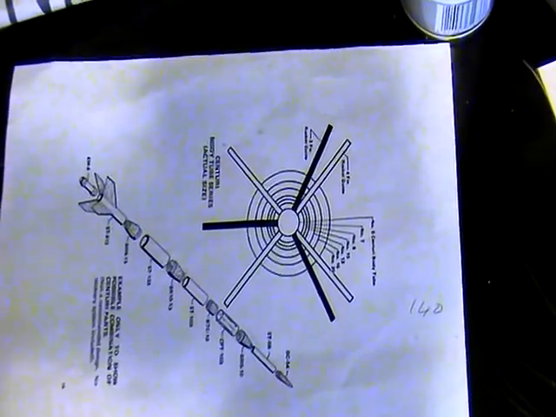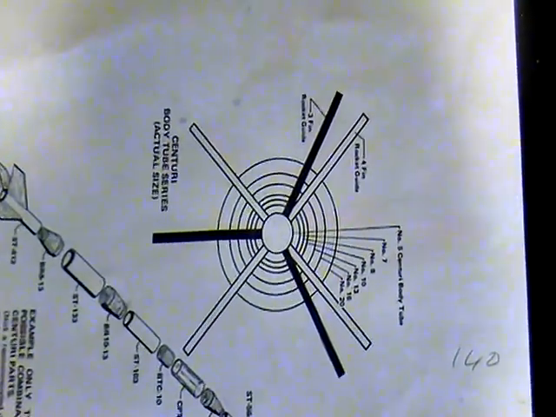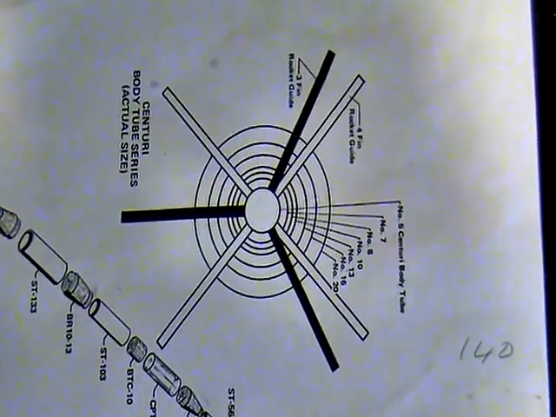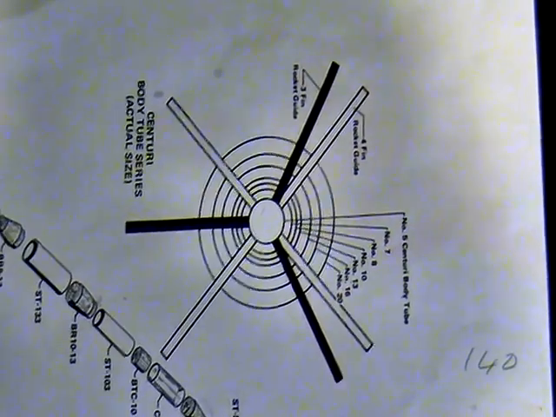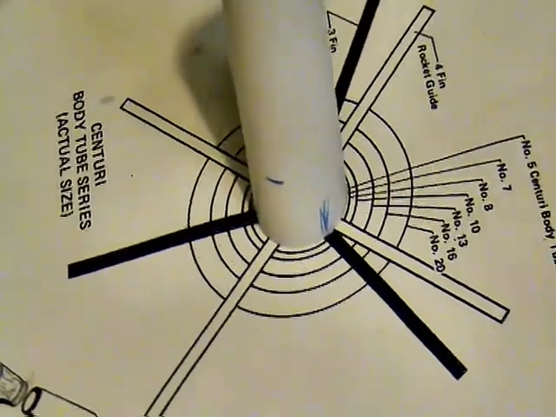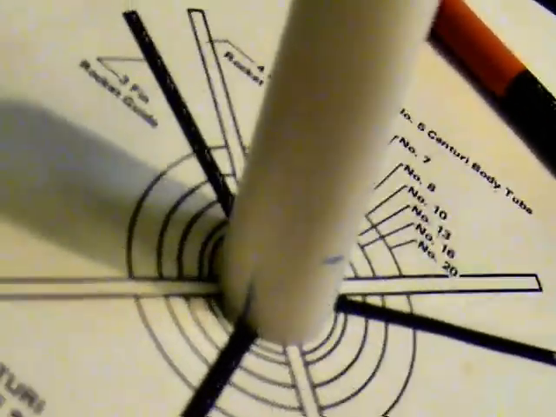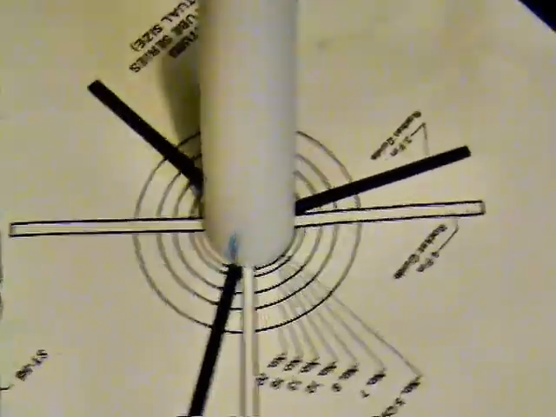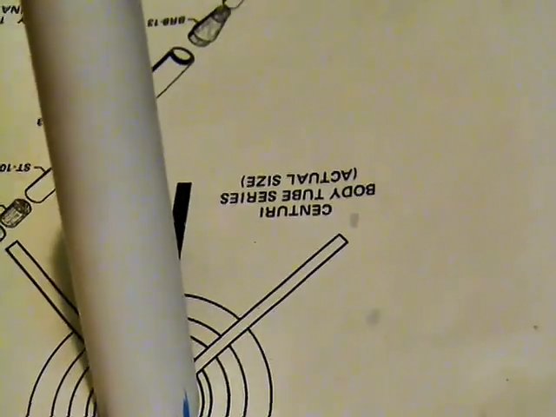Use a template like this one to get the fin alignment of the rockets. Stand the tube on the template. You can get it centered quite easily by looking down the center of the tube and then mark the alignment of each of the fins.